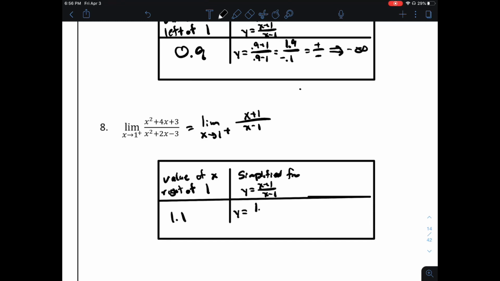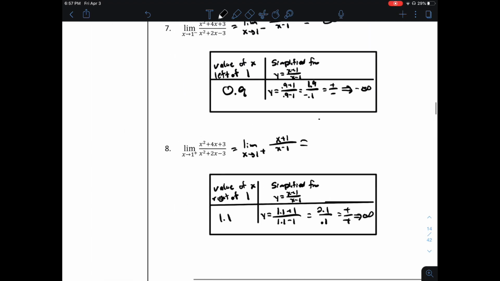Such as 1.1. So we get 1.1 plus 1 over 1.1 minus 1. That's going to be 2.1 over 0.1. That's a positive over a positive. If you divide two positives, you're going to get a positive. So what I'm suggesting here is this is leading us to believe that it's going to positive infinity.